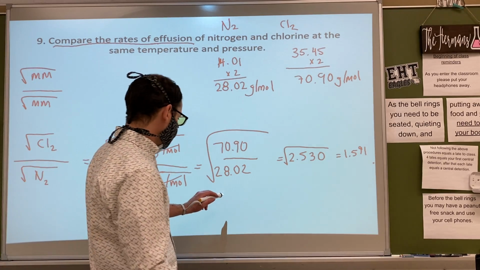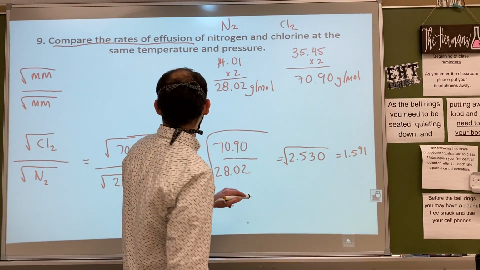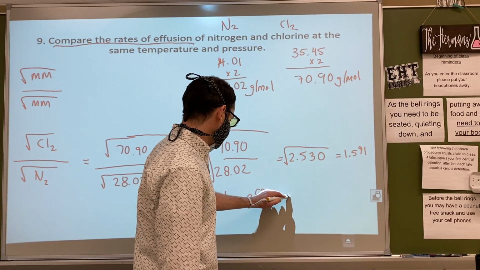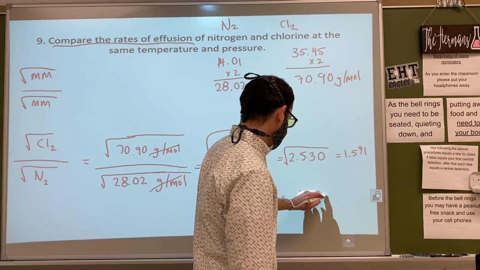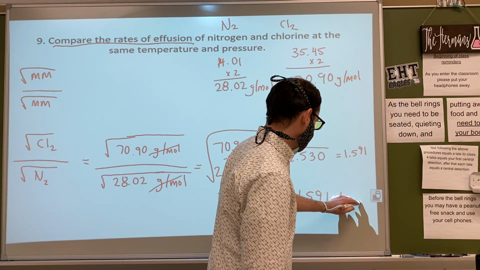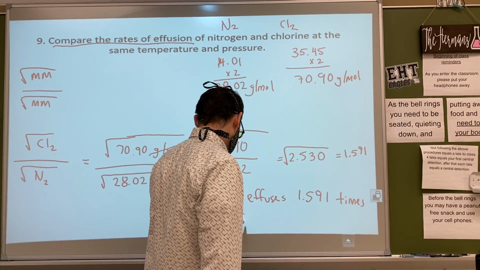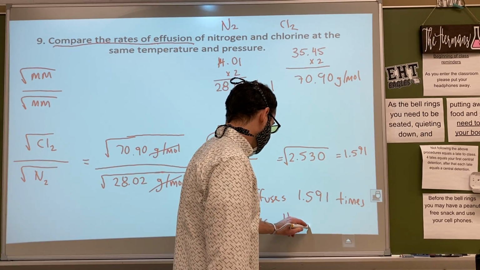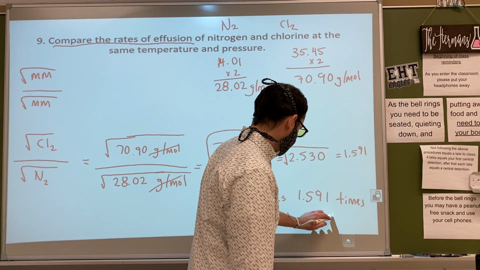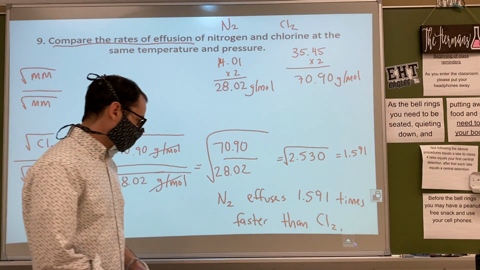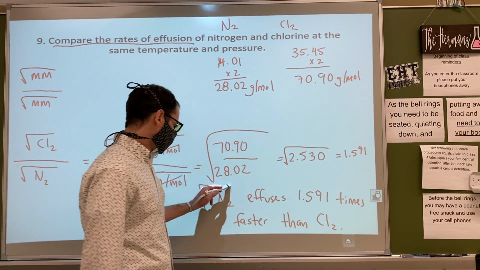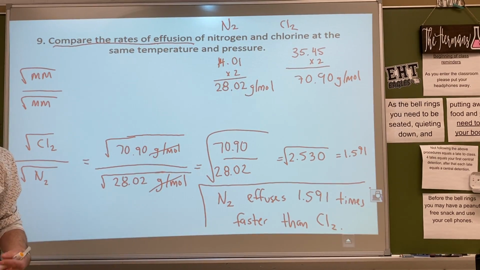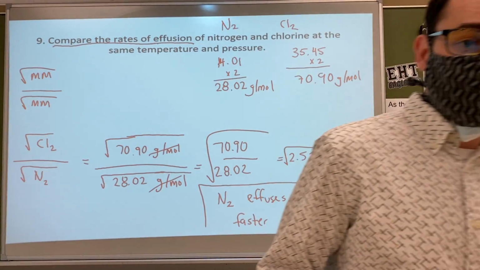Good, yeah, good. All right, so nitrogen, what are we talking about? Effuses, yep. Nitrogen effuses 1.591 times faster than chlorine gas. And that would be our answer for that one there. Great. All right, cool. So that was the homework. Hopefully you guys did pretty good on that.